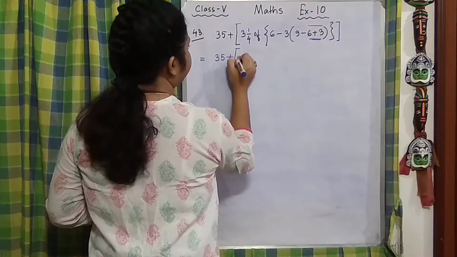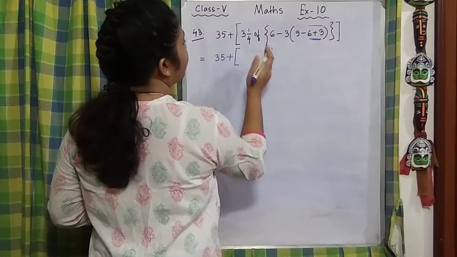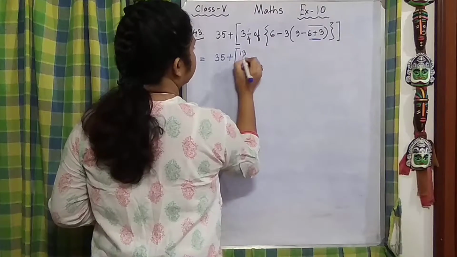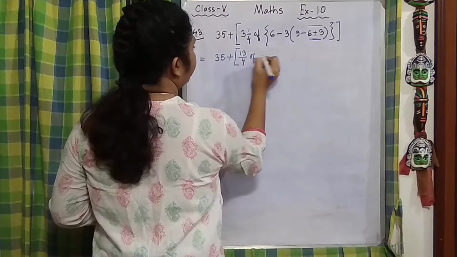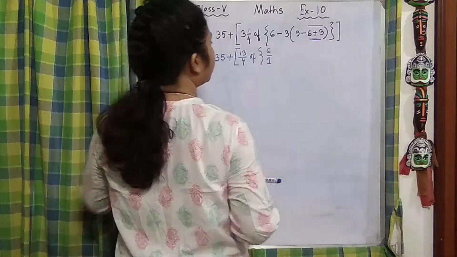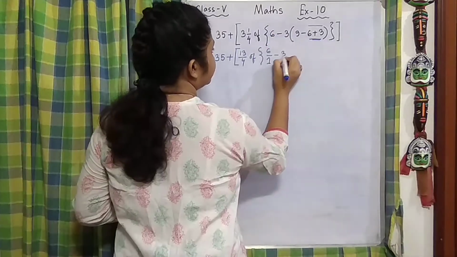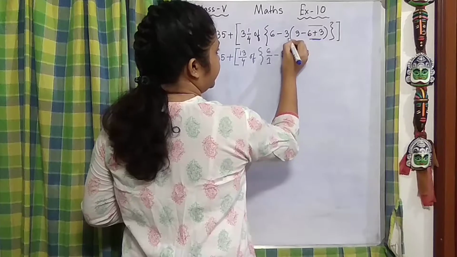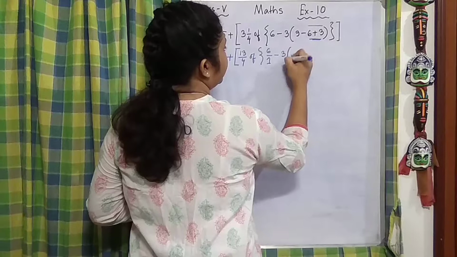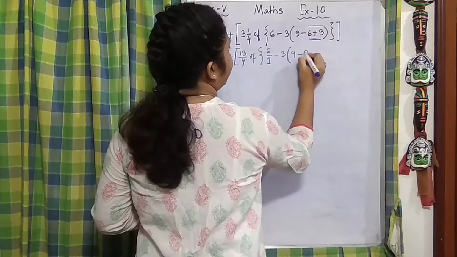So here 35 plus, within the third bracket, there is 3 whole 4 1 by 4. So 4 3s are 12, 1 is 13. 13 by 4 of, within the bracket I have taken, for our convenience, this 6 as 6 by 1 minus 3 multiply. There is a multiplication in between 3 and the first bracket. So here 9 minus 6 plus 3, so that is 9.